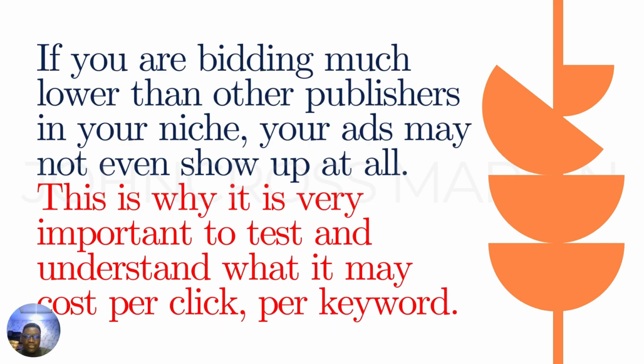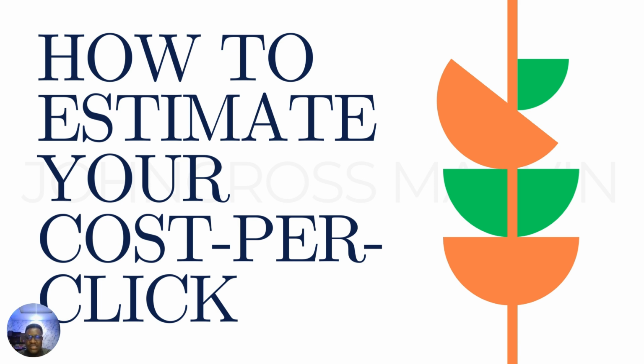So if you are bidding much lower than other publishers in your niche, your ad may not even show up at all. Let's say you are in the cookbook diet niche, and other publishers in that niche are bidding from $1 and above, and you decide to bid 0.1 cent or 0.2 or 0.3. You are lower in your bidding, and automatically your ad might not even show up. That's the truth. This is why it is very important to test and understand what it may cost per click, per keyword. You really need to understand that before you venture into it. And that is what we'll be covering in the next section of this video: how to estimate your cost per click.